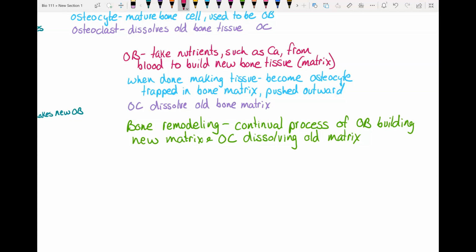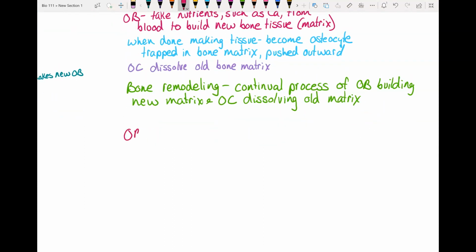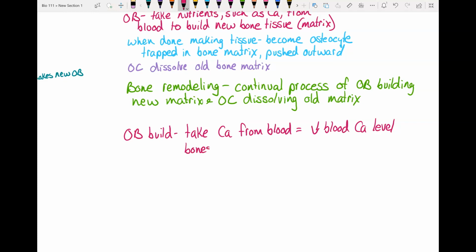Every time your osteoblasts build, they take calcium from your blood. So this means that you decrease your blood calcium level. Also, your bones get stronger. The more bone matrix you have, the stronger your bones are.